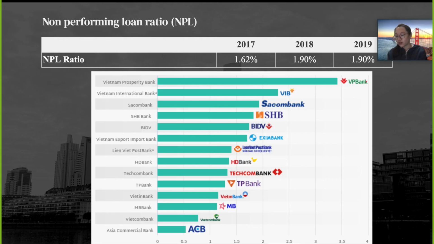As you can see on the screen, the non-performing loan ratio of BIDV went up slightly from 1.62% to 1.9% in the 3-year period. It means the percentage of bad debts over the total debt increased. However, in the banking system, the rates were still acceptable.